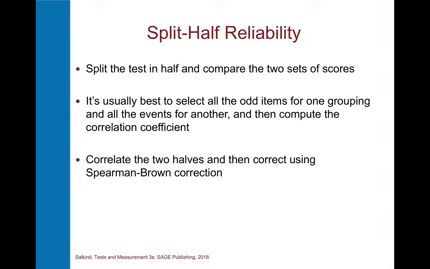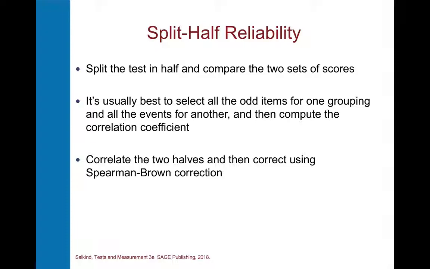So let's talk about split half reliability, the first way of measuring internal consistency. This is the most simple way to establish internal consistency. What you do is you split the test into two halves and then compute what is called the split half reliability coefficient. Here the scores on one half of the test are compared to the scores on the second half of the test to see if there is a strong relationship between the two. And if there is, we can then conclude that the test has internal consistency.